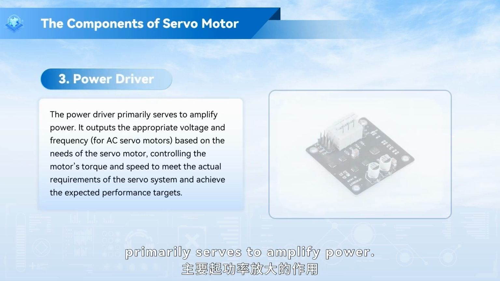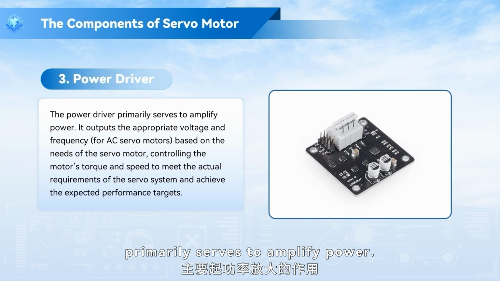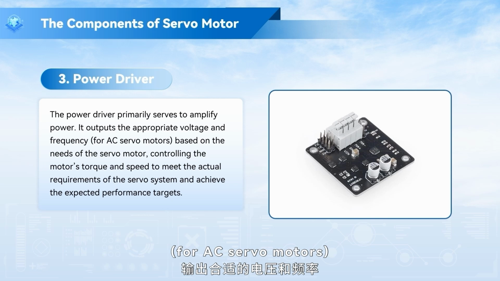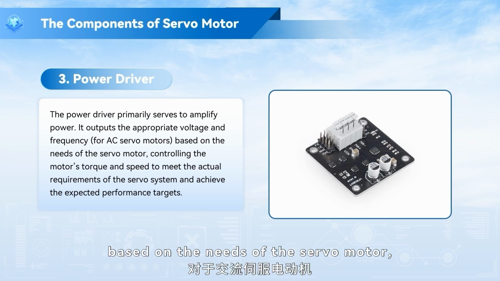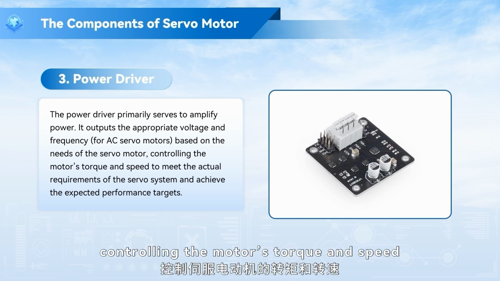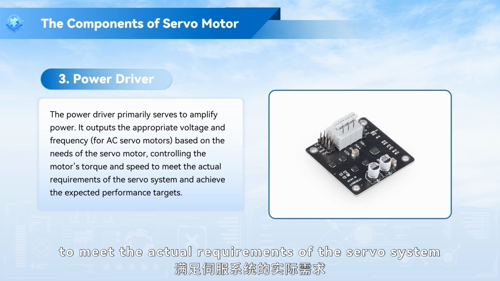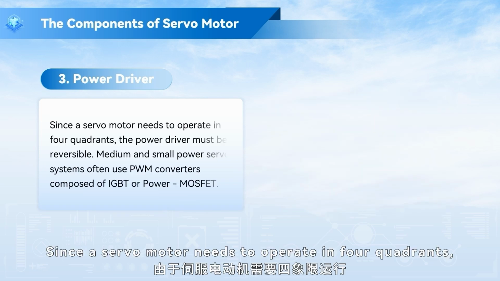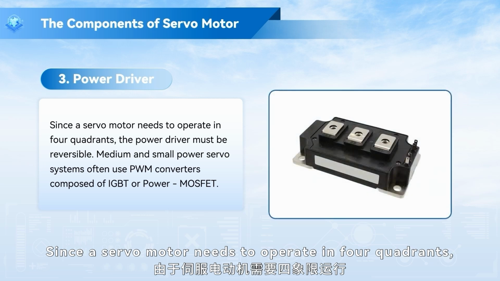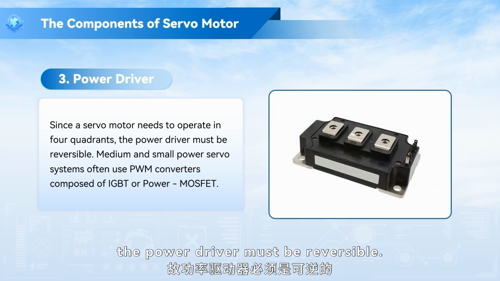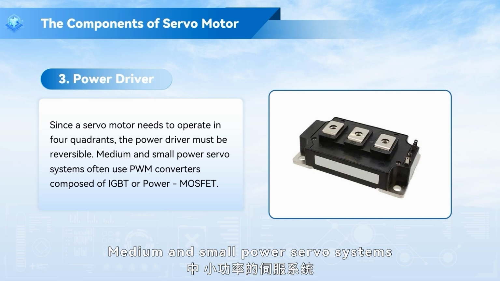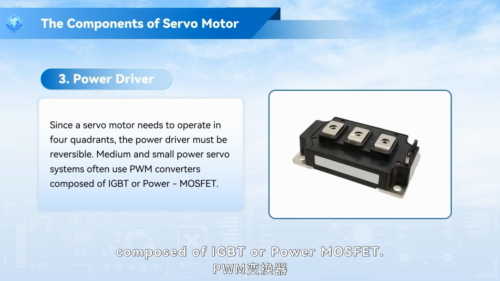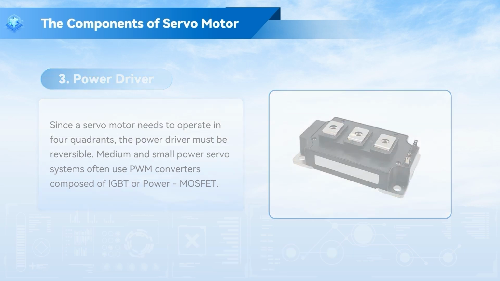3. Power driver. The power driver primarily serves to amplify power. It outputs the appropriate voltage and frequency for AC servo motors based on the needs of the servo motor, controlling the motor's torque and speed to meet the actual requirements of the servo system and achieve the expected performance targets. Since a servo motor needs to operate in four quadrants, the power driver must be reversible. Medium and small power servo systems often use PWM converters composed of IGBT or power MOSFET.